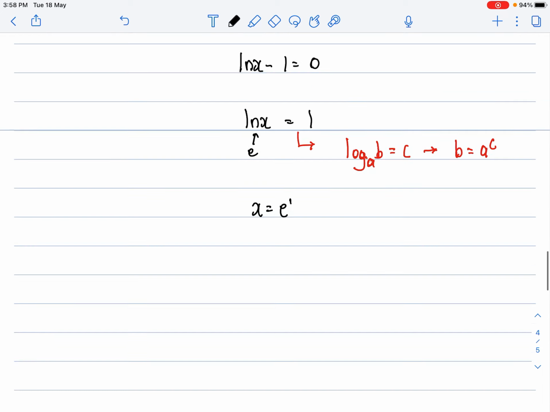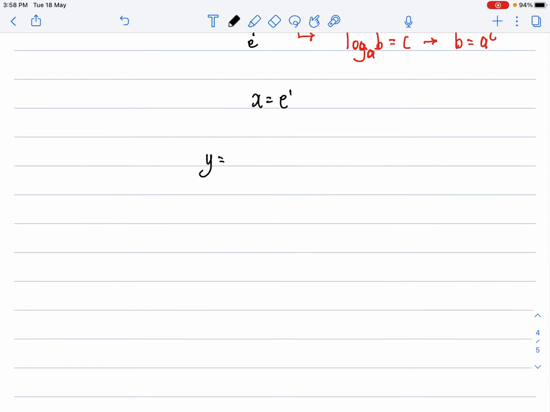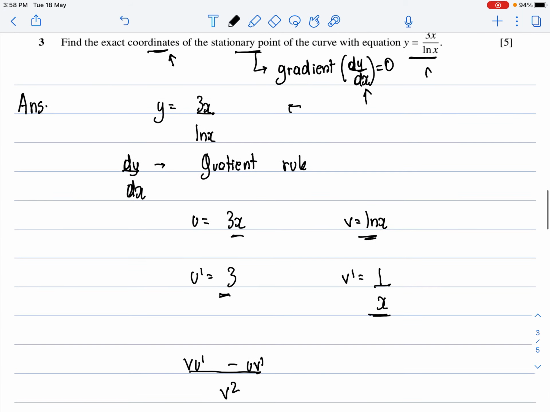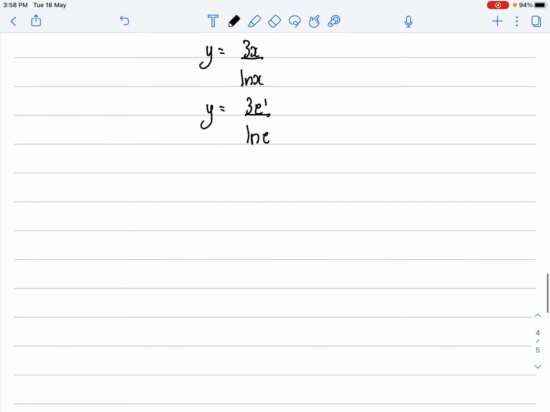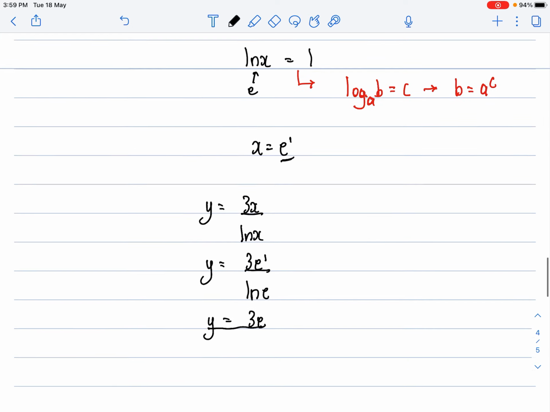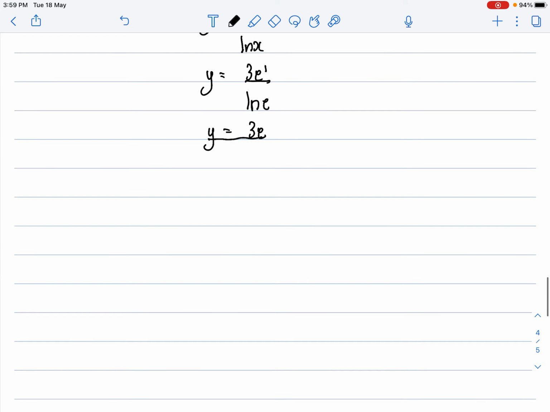Now I have my equation y equals 3x over ln x, which is the original equation. Now I need the coordinates, so I need the y. I can write this as y equals 3 e raised to 1 over ln e, correct? Because I know my x is e, so y equals 3e over ln e, and ln e is simply 1. So now I have my y coordinate as well. My final coordinates are simply e comma 3e, which is the final answer of my question.